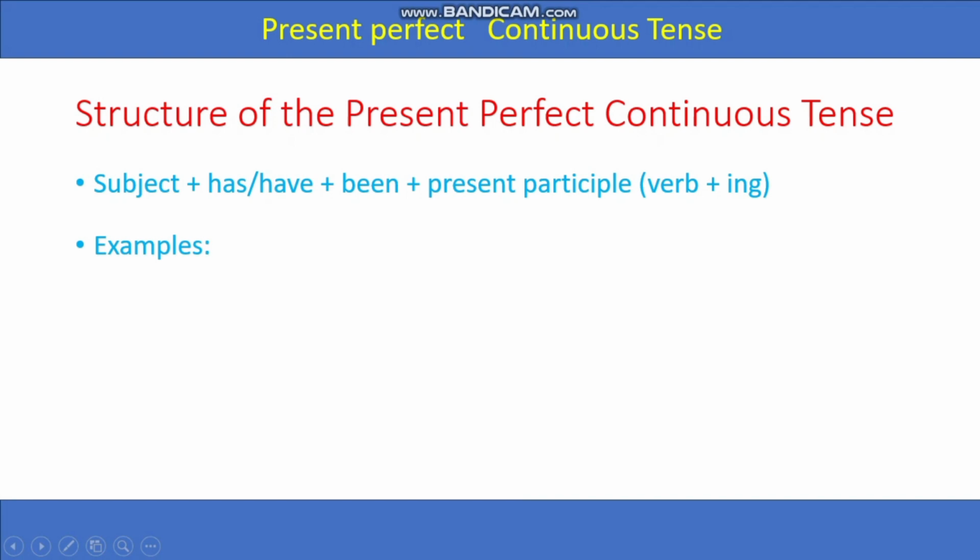We have some examples. I have been working. If you say I have been working for 2 days, it is also correct. It doesn't mean that only I have been working is correct and the rest of the sentences are wrong. Okay, you can add an object to the sentence and you can add a complement to the sentence. Got it? Okay, she has been studying. This is another example.